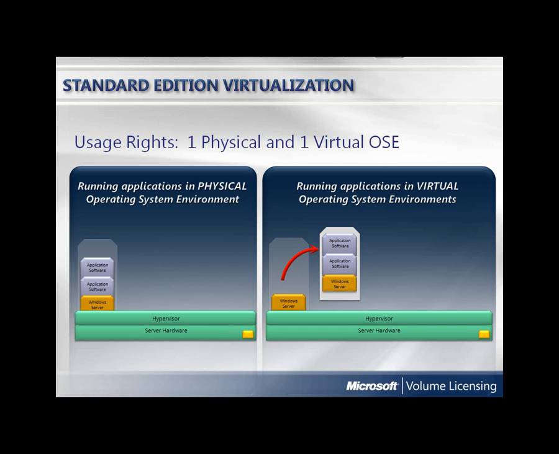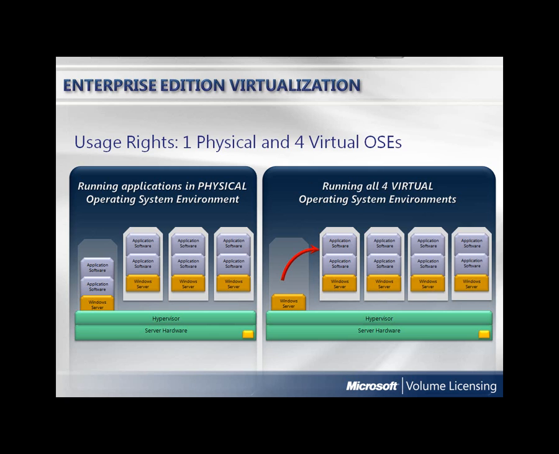Virtualization with Standard Edition may not be the most cost-effective choice, given that when you want additional virtual machines on this physical hardware, you will have to purchase additional Windows Server licenses. Let's take a look at Windows Server Enterprise Edition virtualization from a licensing point of view. Enterprise Edition gives you the rights to run applications in up to 4 operating system environments.